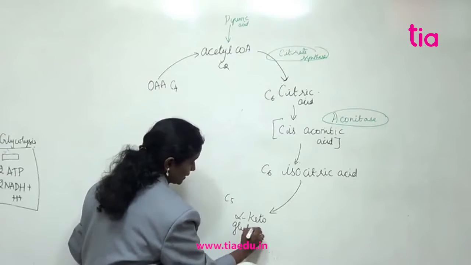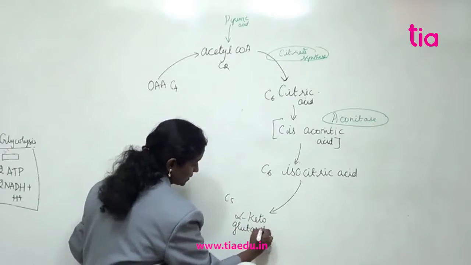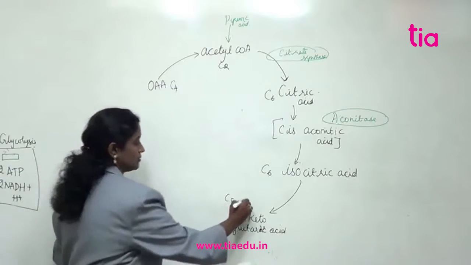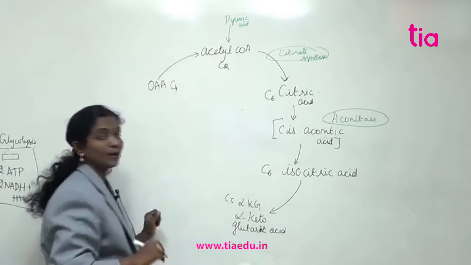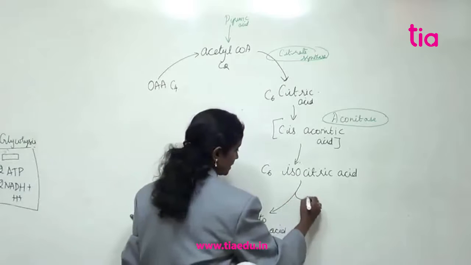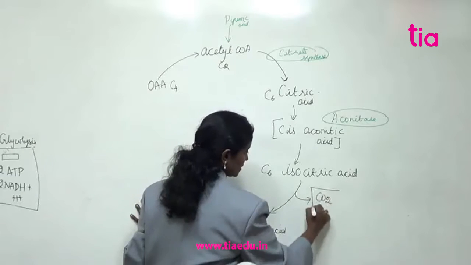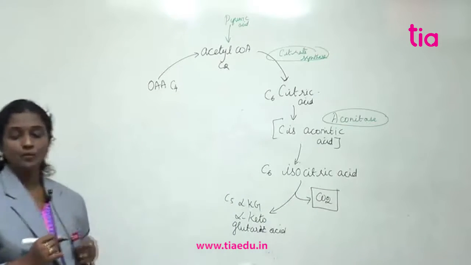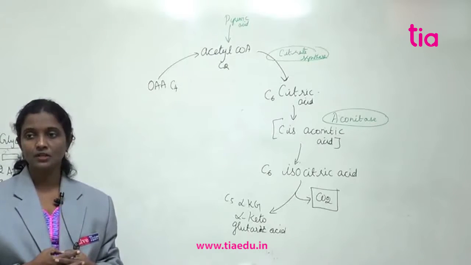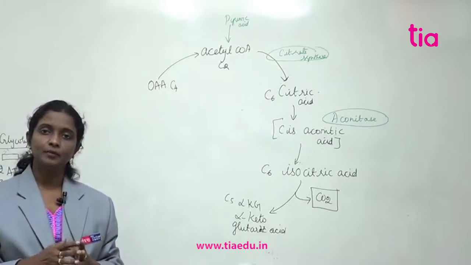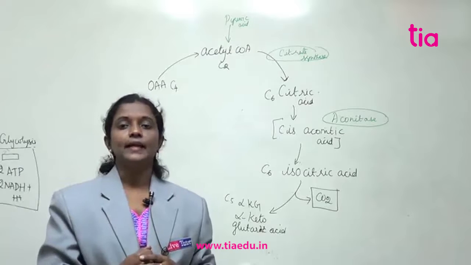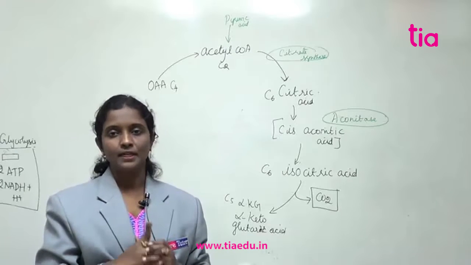Alpha ketoglutaric acid, or alpha KG. And we said carbon dioxide is liberated out, right? Carbon dioxide is liberated out. Then, meanwhile, in the Krebs cycle there is more than ATP formation. Getting NADH is the primary role of the Krebs cycle.